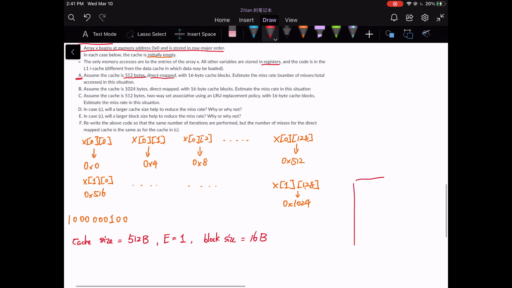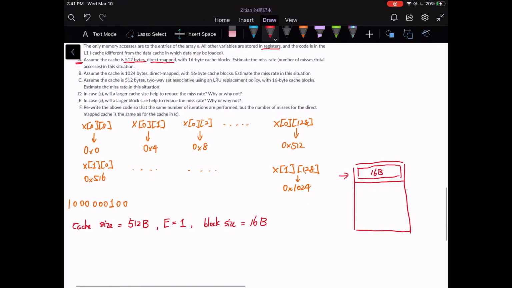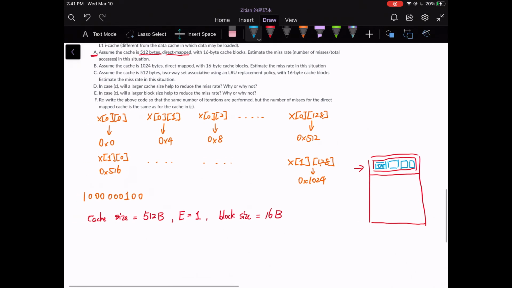In terms of a graphic illustration, we have a cache here. For example, this is one set. Inside this one set, we only have one line, and this line is 16 bytes. By the way, in a 16-byte block, we can store 4 integers. Each of them is an integer.